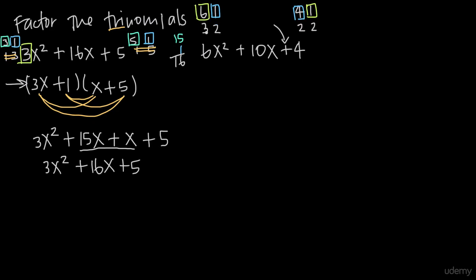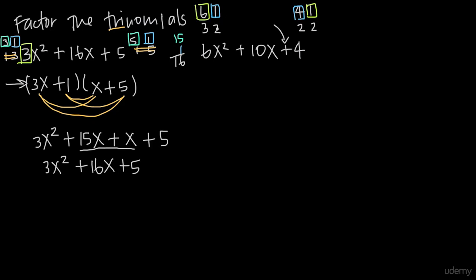What if we look at the 3 and 2 and the 4 and 1? Well, here if we did the 3 with the 4, we'd get 12, and if we did the 2 with the 1, we'd get 2. 12 and 2, we can get to 10, but we'd have to have positive 12 and negative 2, which again would be different signs, and we can't have that because we have this plus 4, so we know our signs have to be the same. So that's not going to work.